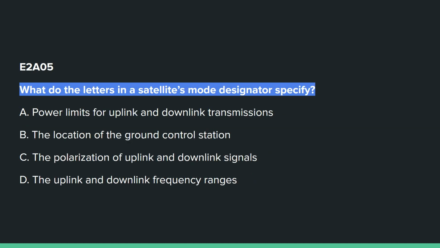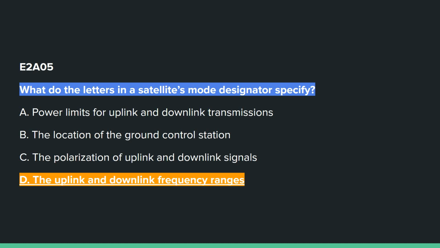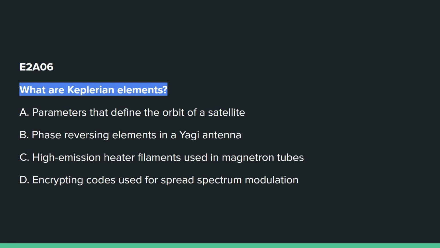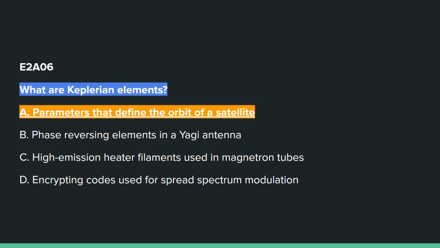E2A05, what do the letters in a satellite's mode designator specify? D, the uplink and downlink frequency ranges. E2A06, what are Keplerian elements? That's A, parameters that define the orbit of a satellite.